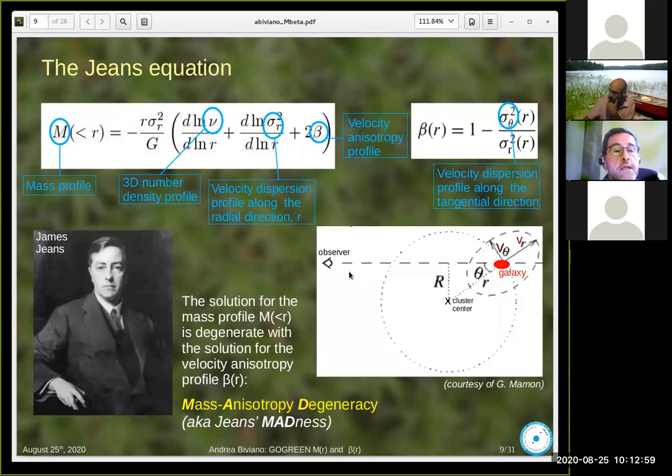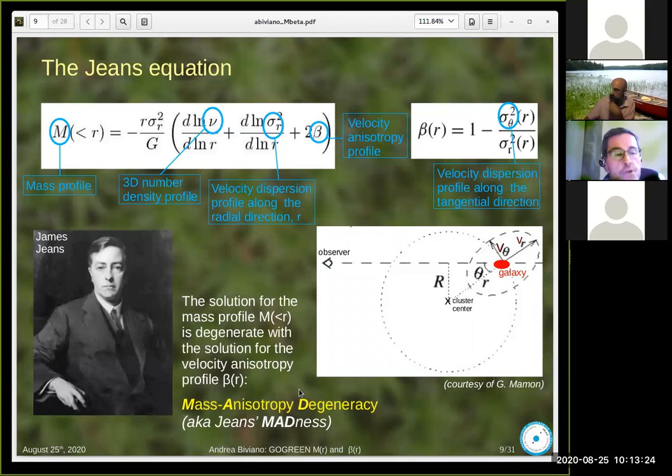The fact is that if you're an observer here, you only observe the combined projection, the sum of the projection of these two vectors along the line of sight. So this introduces a degeneracy. When you want to determine the mass profile, you should know beta as well, and vice versa. So this is called the mass anisotropy degeneracy, or in jargon, the Jeans madness.